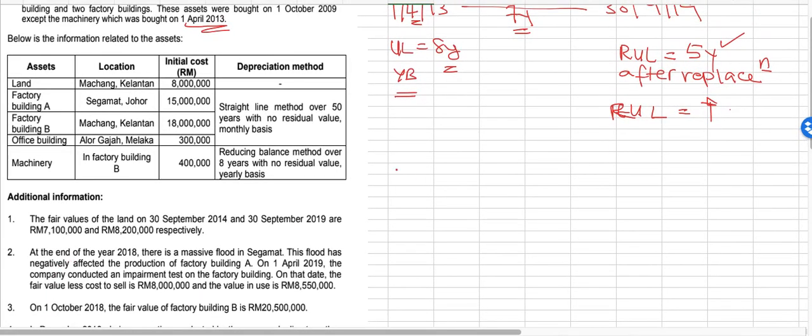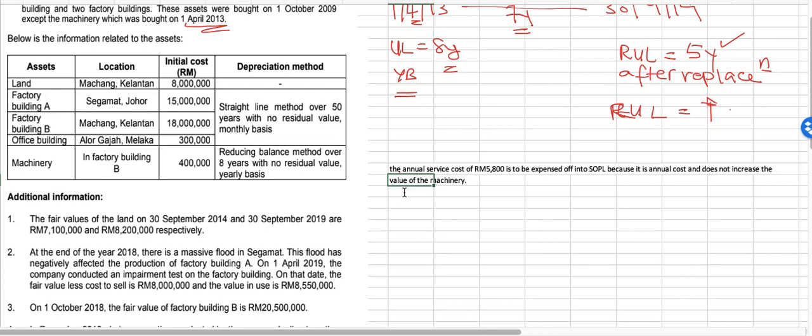Let's put the answer here. The annual service cost of RM5,800 is to be expensed off into SOPL because it is an annual cost and does not increase the value of the machinery.